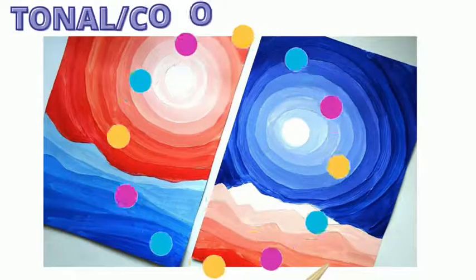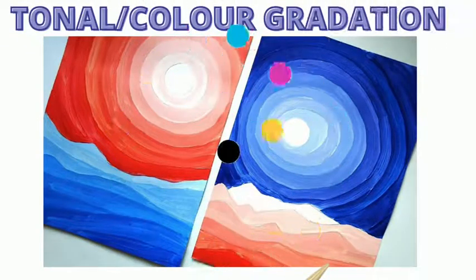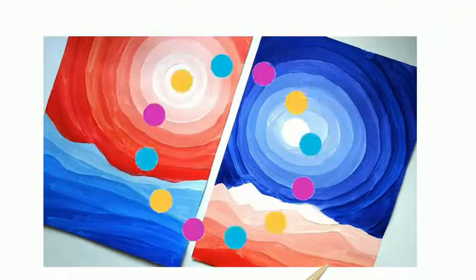In this lesson, you will learn about tonal/color gradation. A tonal gradation simply means the value steps going from light to dark. Tonal gradation is like a transition from one shade to another shade, that is, from the lightest to the darkest shade.